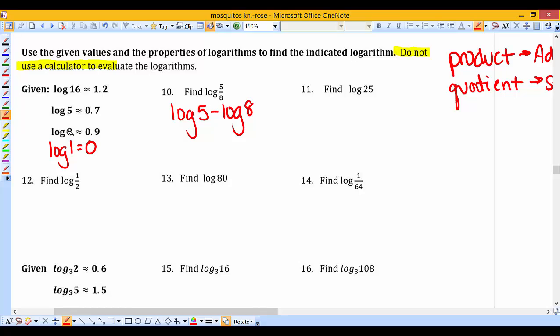Oh, look, 5 and 8. Now I can plug in those values and I can subtract. You should not need a calculator for that.